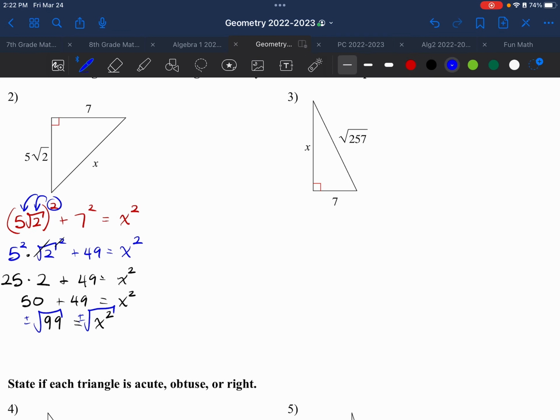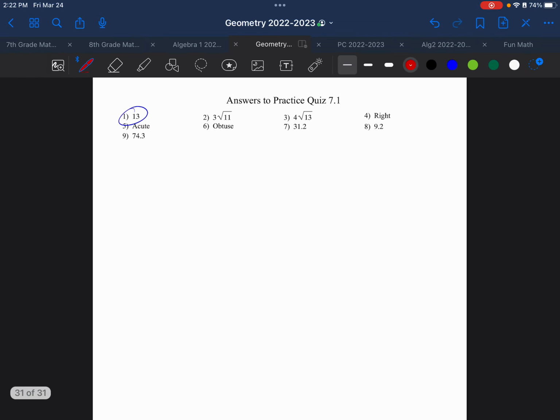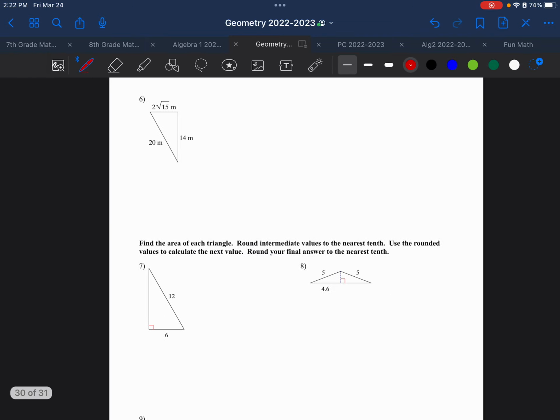So I'm going to come up here and make a factor tree. For 99, if I take the square root of that, that's equal to the square root of 9 times the square root of 11. And the square root of 9 is just equal to 3. Like, that's exactly equal to 3. So my final answer here is going to be 3 root 11. All right, number 2, 3 root 11. We are on the right track.